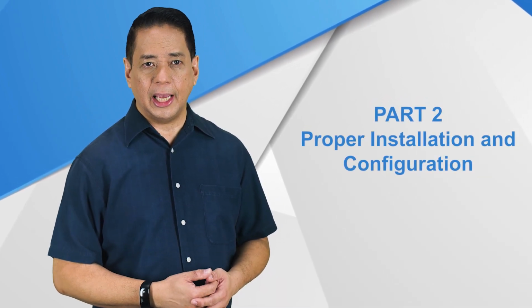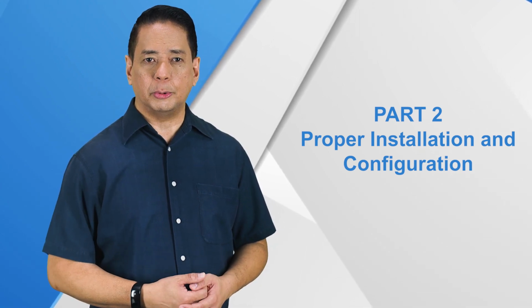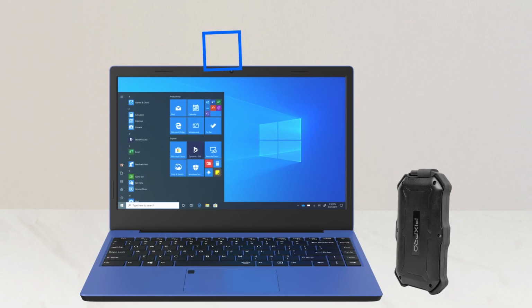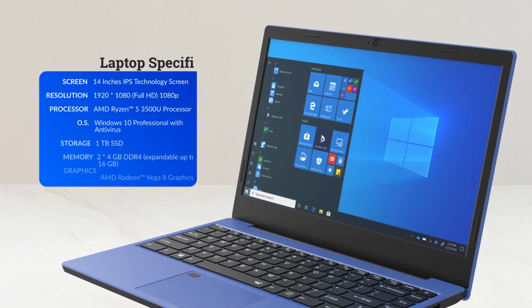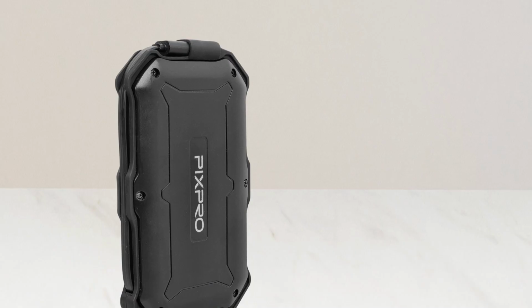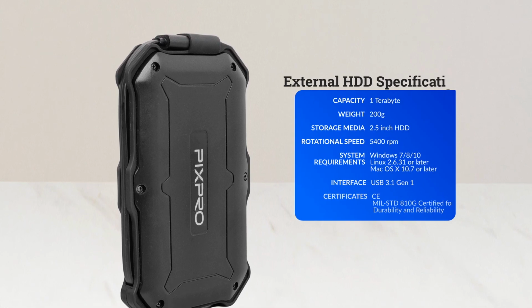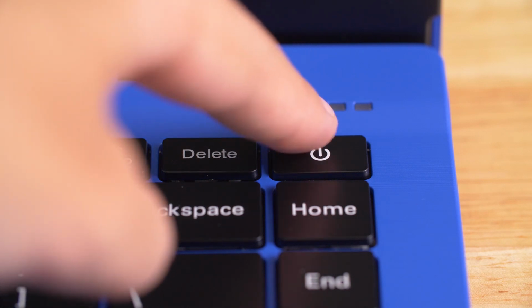Now that we've familiarized ourselves with the equipment and how they function, we can now proceed to installation and configuration. In this part, we'll look at the specifications of each component and equipment, and we'll demonstrate the setup process. Laptop and external hard drive. Proper installation and configuration. Laptop specifications. External hard drive specifications. Powering the computer. Push and release the power button.